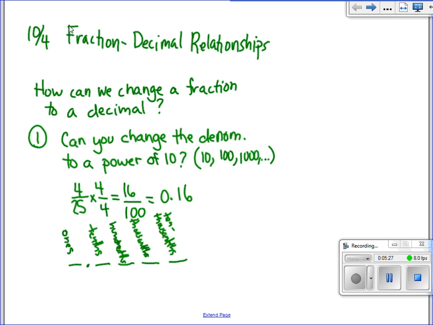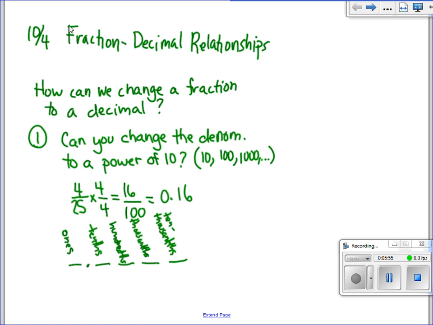Wait, is there like a billionth thing? Billionths place, yes. Weird. But you don't really read it that way or say it very often. But yeah, there is. 100,000 and millions. 10,000s, 100,000s, millions, 10 millions, 100 millions, billions. All right. Okay, so that easy way, if you can do it that way, do it that way.